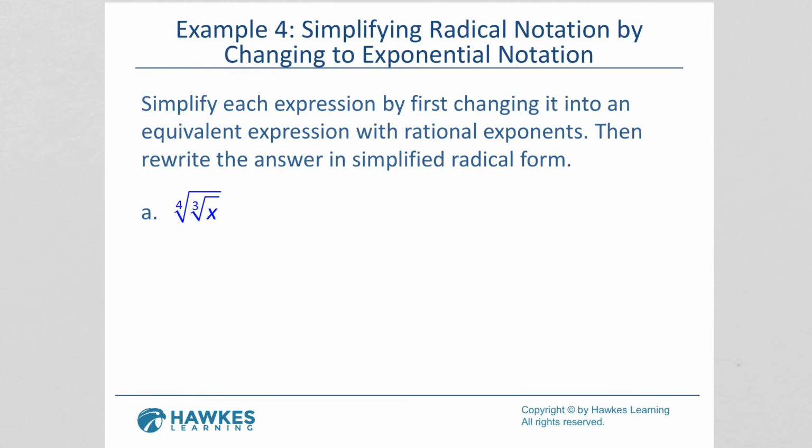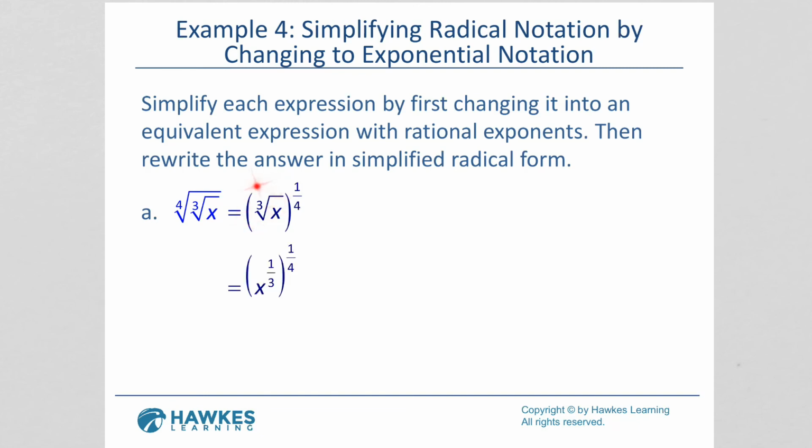Example 4, simplify each expression by first changing it into an equivalent expression with rational exponents, then rewrite the answer in simplified radical form. 4a is the fourth root of the cube root of x. So the first thing we're going to do is eliminate this first radical here, and we're going to turn this into the cube root of x to the 1/4 power.